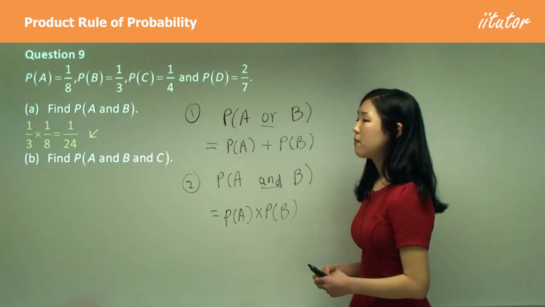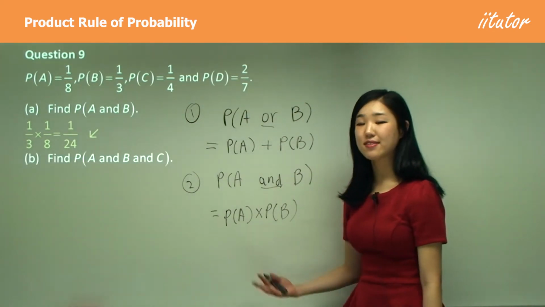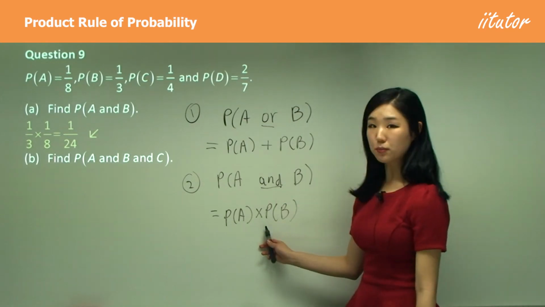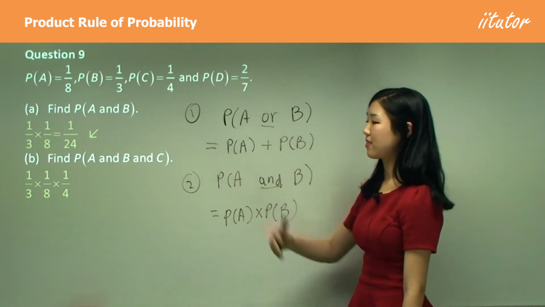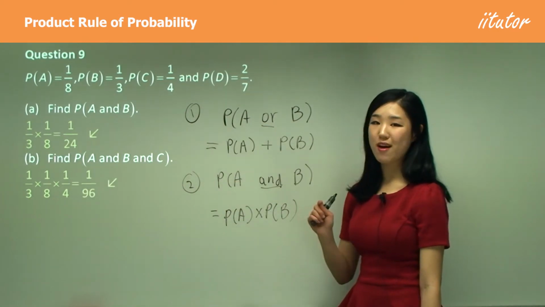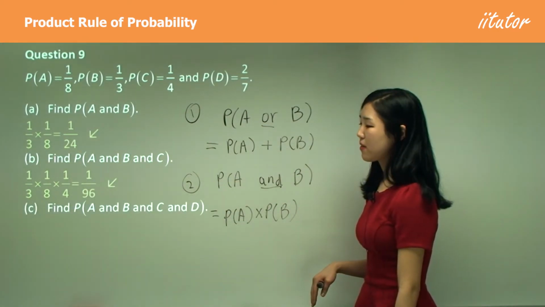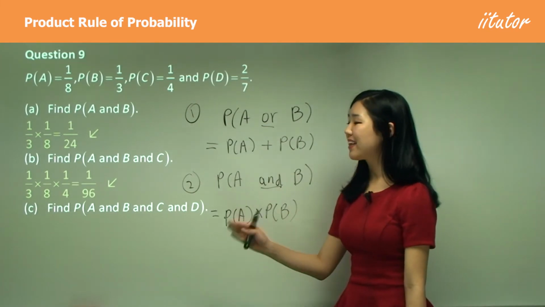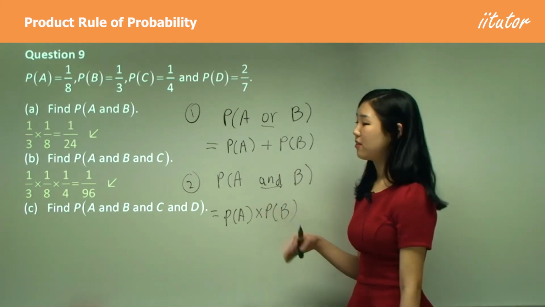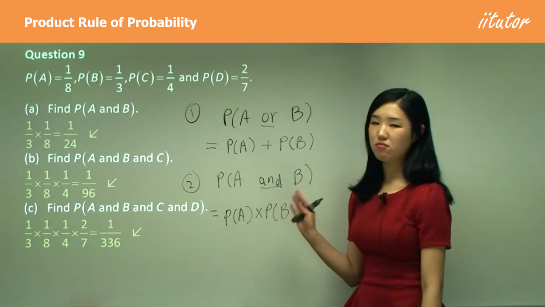B, probability of A and B and C, so it's and, so we multiply. So we simply multiply the probabilities A, B and C, just like that. And you can calculate that to get 1 on 96. Find the probability of A and B and C and D. It's all and, so you simply multiply them all, just like this. And then you get that.